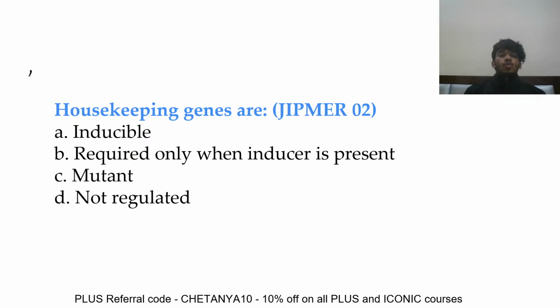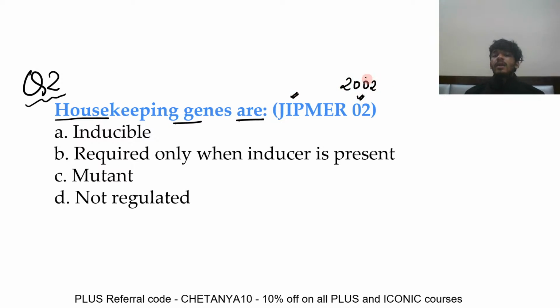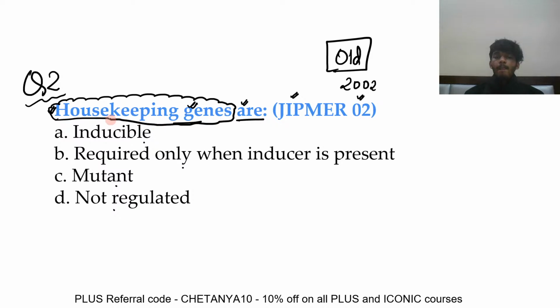Okay. So question number 2, the second question that I have for you, is housekeeping genes are, this is a previous year question from JIPMER 2002. Again a very old question but very fundamental. What are housekeeping genes? Housekeeping genes are A, B, C, D. What's your answer?